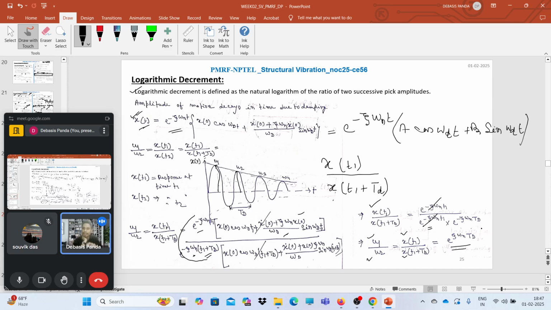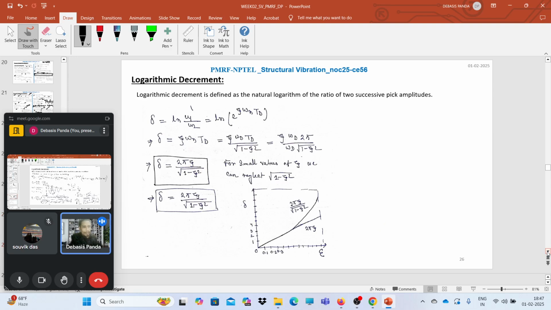Till now, we have not taken the natural logarithm. But the definition says the logarithmic decrement is the natural logarithm of the ratio of the two successive peak amplitudes. So we have calculated the ratios of the two successive peak amplitudes of a damped free vibration case. Now take the natural logarithm. What will happen? So delta, the logarithmic decrement, is nothing but ln of u1 by u2.